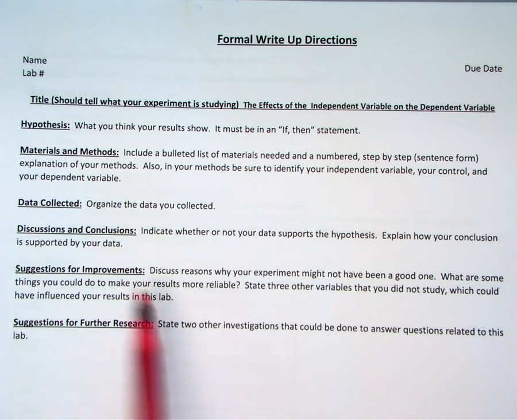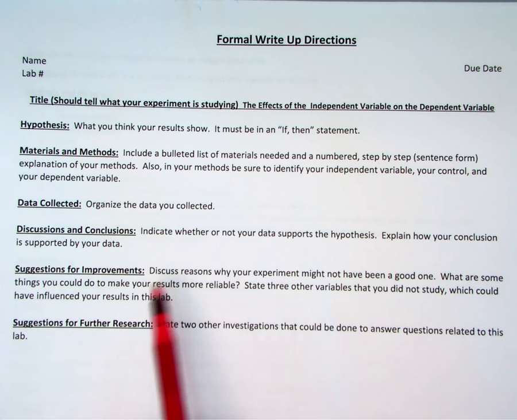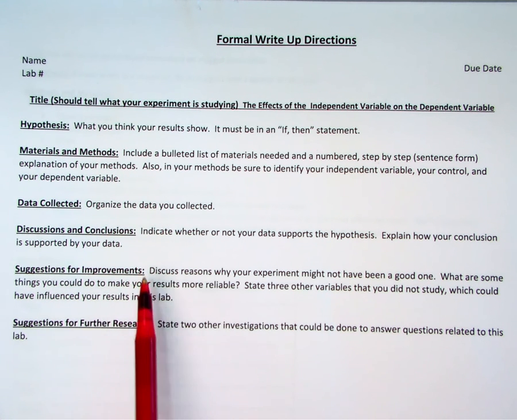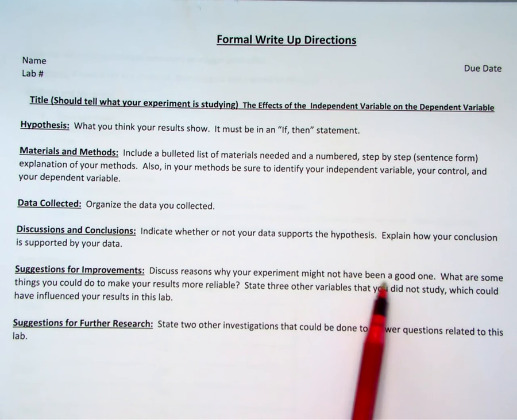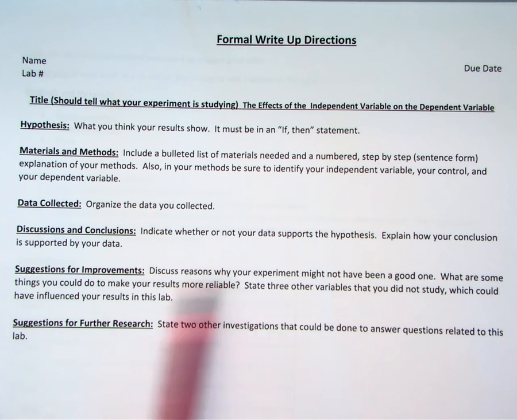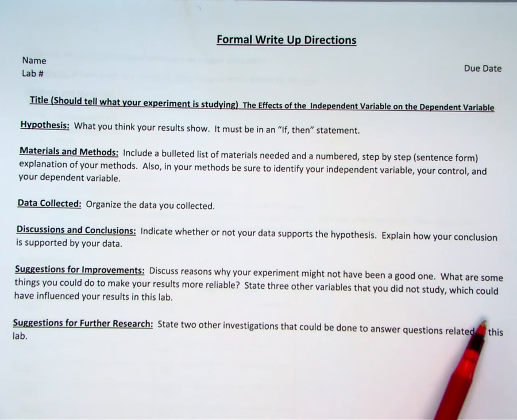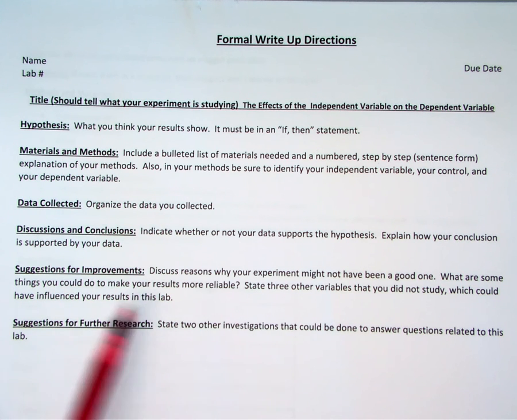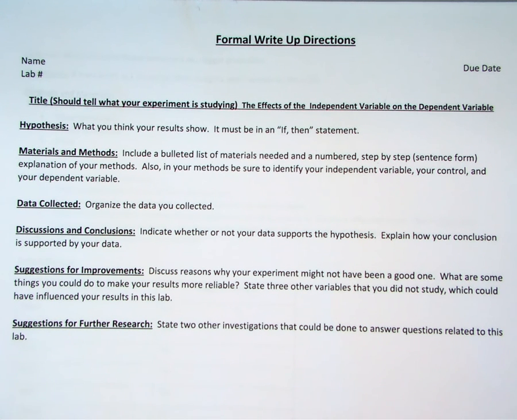Suggestions for improvement. A lot of kids when they get to biology haven't done anything quite like this, but you want to think about it. How could you improve the experiment? Discuss reasons why your experiment may not have been a good one. What are some things you could do to make your results more reliable? State 3 other variables that you did not study which could have influenced your results in this lab. And then any suggestions for further research: state at least 2 other investigations that could be done to answer the questions related to this lab.